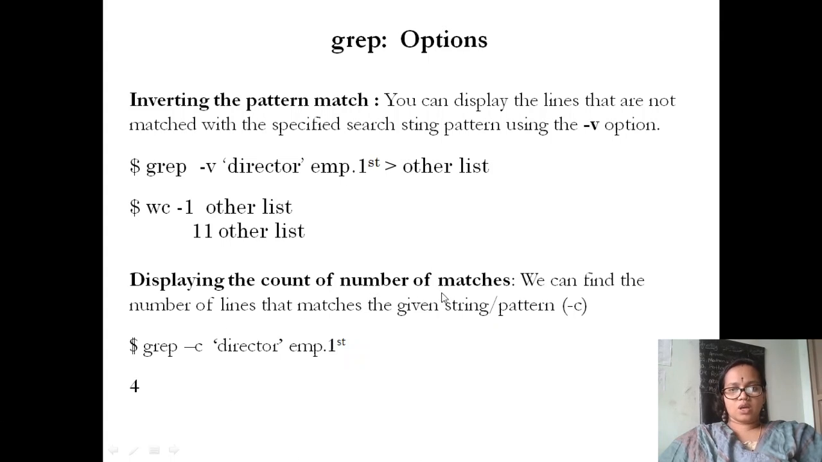Okay. So next, coming on to displaying the count of the number of matches. How do we count the number of matches? If I say director, how many matches are there in that particular file? If it is 4, then I can say yes, 4 matches I can find in that file. So we can find the number of lines that match the given string or pattern. So grep -c director emp.list. 4 is the output. So what it is telling is that you have 4 lines which match director in the file emp.list.